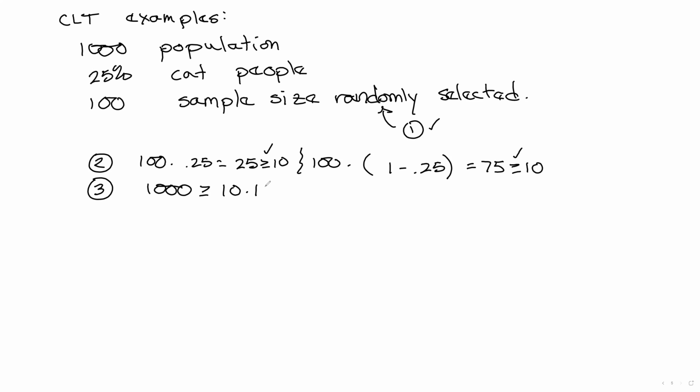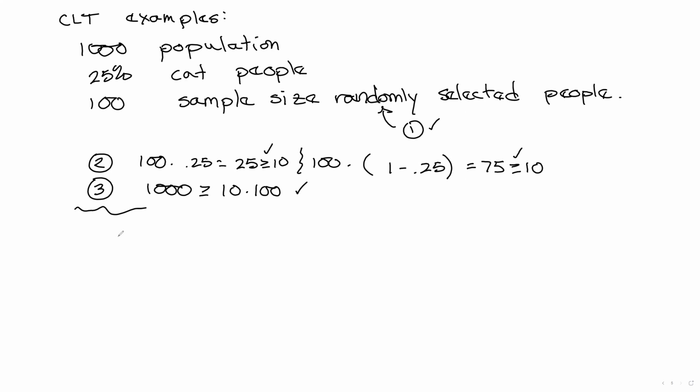All right, and then case 3, if we take 1,000 is greater than or equal to 10 times 100. If you actually look at the specific language, randomly selected people, assuming you can't select the same person multiple times, then that implies it's without replacement. And so we do want our population to be 10 times greater than our sample size. So that criteria is met. Okay, and then finally, we've got our 3 criteria.